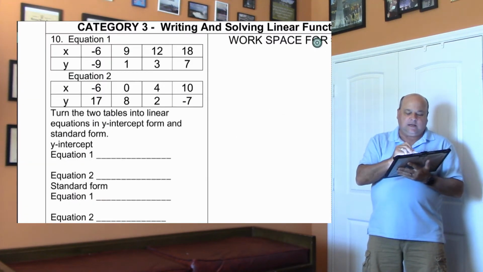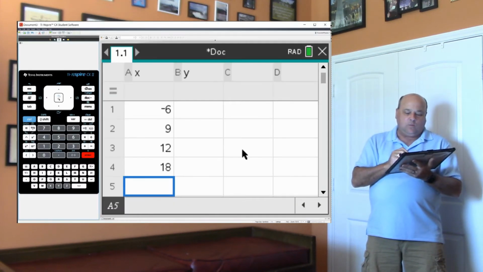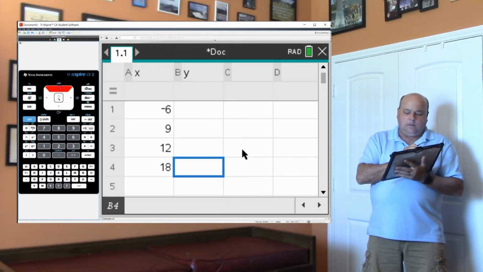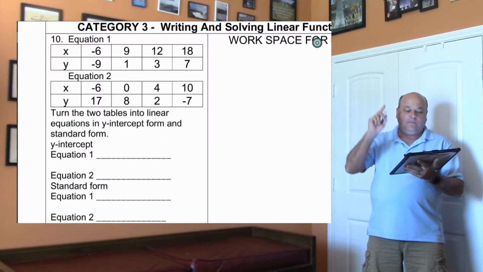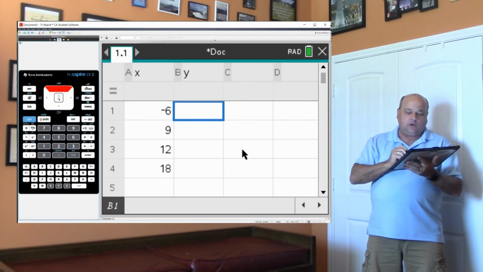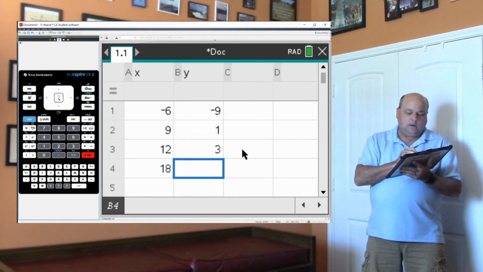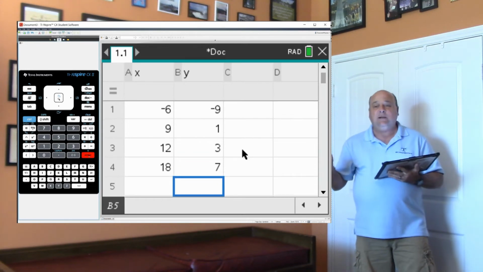Did I do that right? Yes, I did. Now the Y's are -9, 1, 3, 7. So I'm going to hit the right arrow button and go back up to that first row, and one more time, -9, 1, 3, 7. So I'm going to type in -9, hit Enter, 1, Enter, 3, Enter, 7, Enter. Now I have my table.